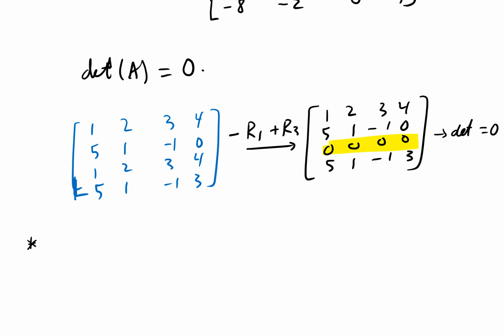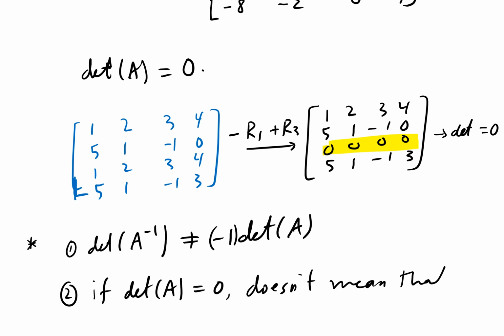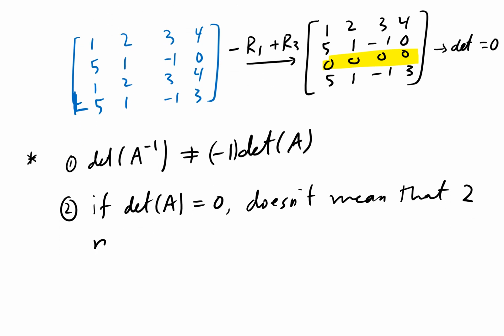Quick notes. First one, determinant of A inverse does not mean negative 1 times determinant of A. It's not like it's log functions, you bring it down. It doesn't work out this way. We ask these questions as true or false sometimes. If the determinant of A is 0, remember we said matrix A is invertible if and only if the determinant is not 0. But if the determinant is 0, this doesn't mean that two rows or two columns are the same.